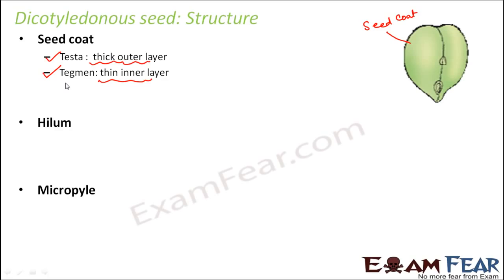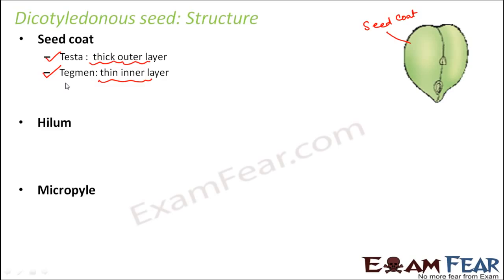Now it is difficult to separate testa and tegmen. I mean, they are so closely attached to each other that you actually cannot separate out the testa layer and the tegmen layer. However, seed coat can be removed if they are soaked in water for some time. In some of the seeds, if you soak them in water for a long time, it becomes easy to remove the seed coat. But what is the disadvantage of removing the seed coat?